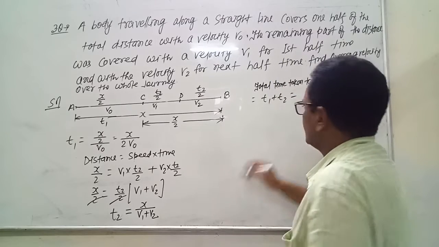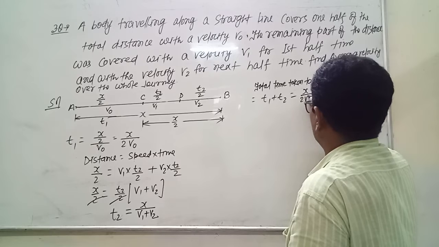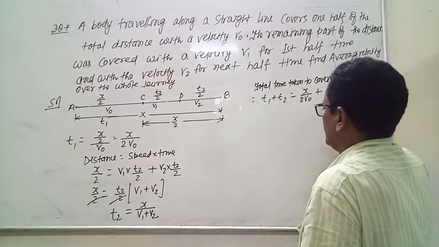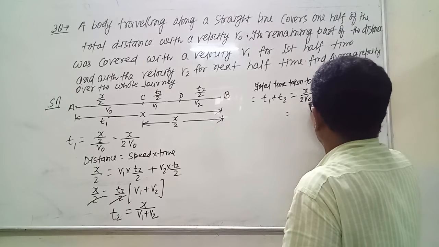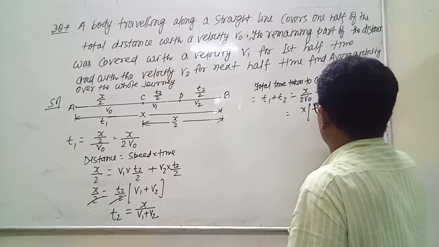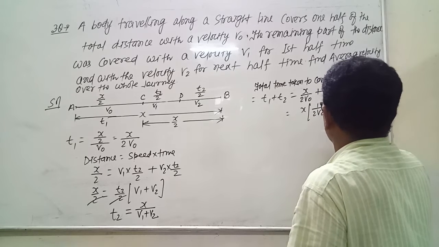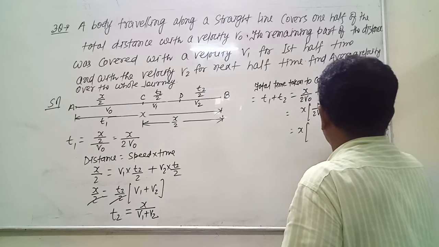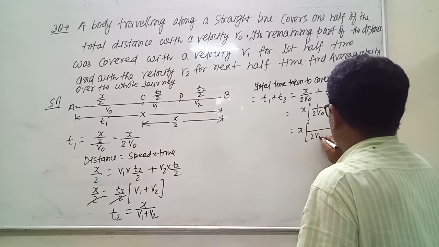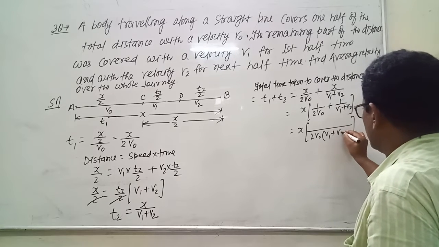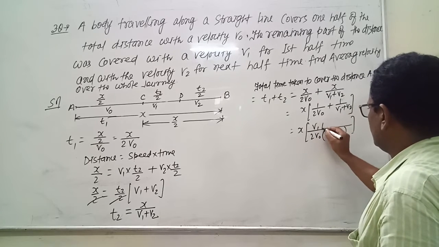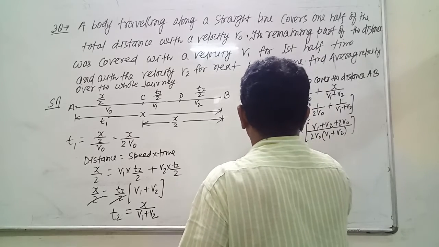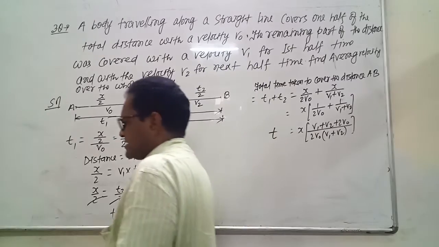Now put the value of T1. The value of T1 is x by 2v0, and the value of T2 is x by v1 plus v2. Solve this. So x is common, 1 by 2v0 plus 1 by v1 plus v2. So the LCM comes 2v0 and v1 plus v2, and 2v naught gets cancelled in the numerator: v1 plus v2 plus 2v naught. This is the total time, T equals T1 plus T2.